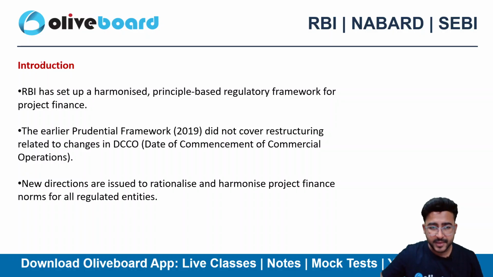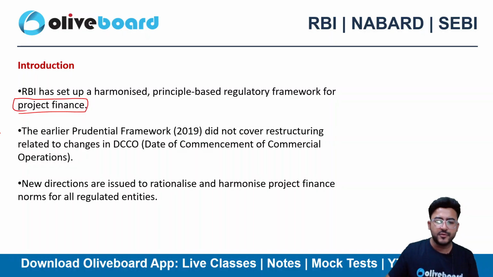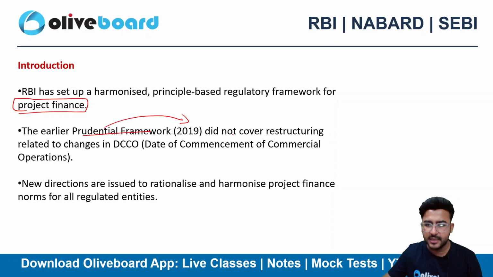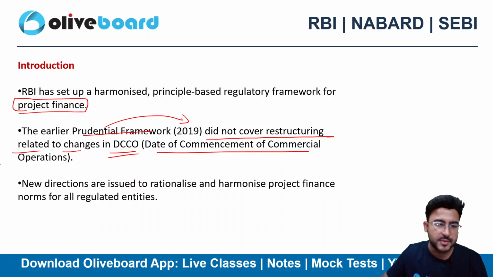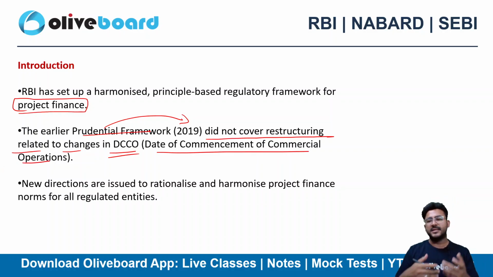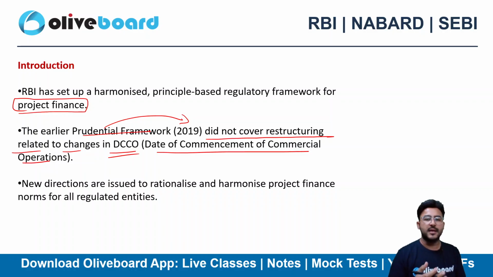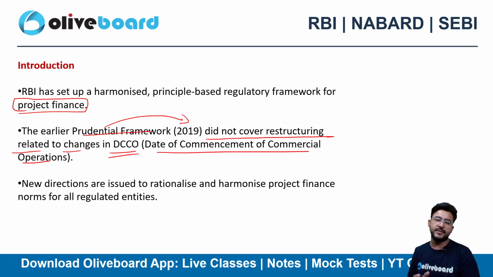Okay, so RBI has set up a harmonized principle based regulatory framework for project finance. So first we will be discussing what project finance is all about. Earlier we were also having a framework, right? But the earlier prudential framework of 2019 did not cover the restructuring related changes in the DCCO, date of commencement of commercial operation. So this is nothing but the start date, right? Whenever we are starting the commercial operation of that project finance project, that will be called DCCO.